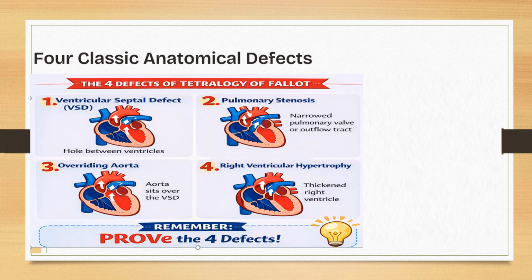Then the third one is overriding of aorta. Overriding means the aorta sits over the VSD. I already said that VSD is present, so the aorta starts very close to the VSD. So what is happening? The deoxygenated blood, I mean right side heart blood, easily moves to the body through the aorta. The fourth condition is right ventricular hypertrophy. There are thickened right ventricular layers.